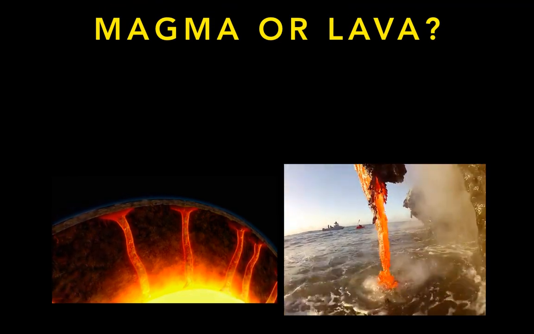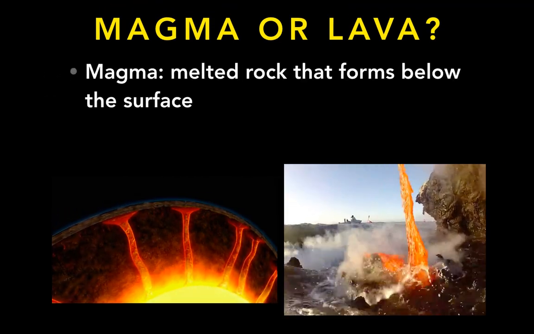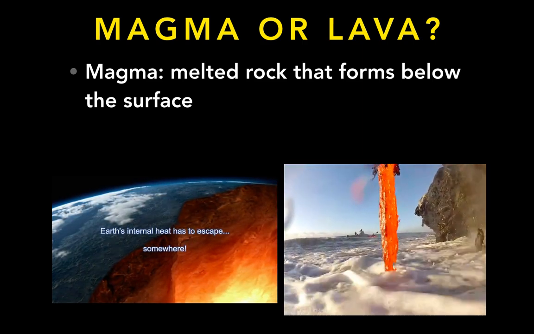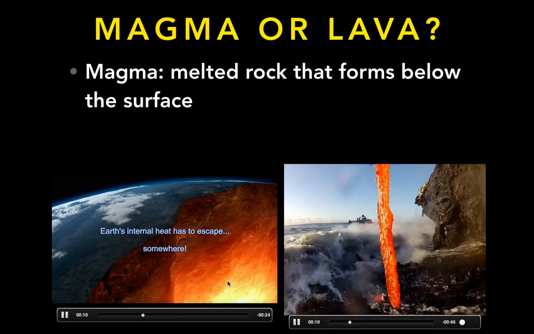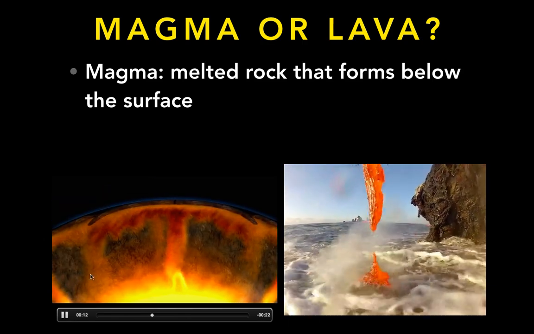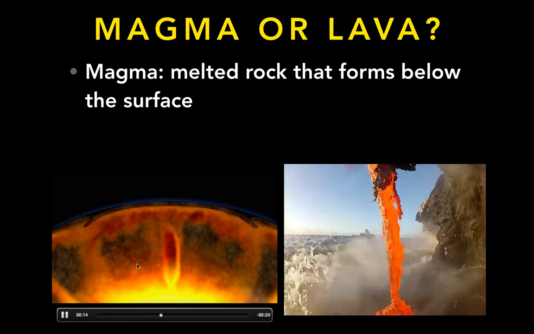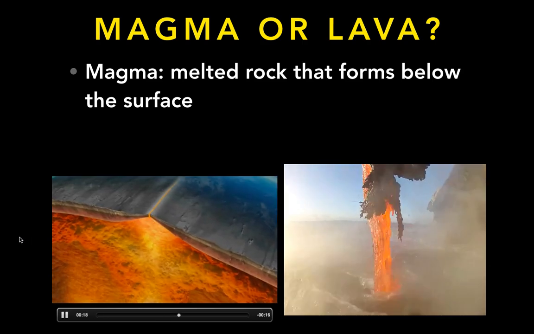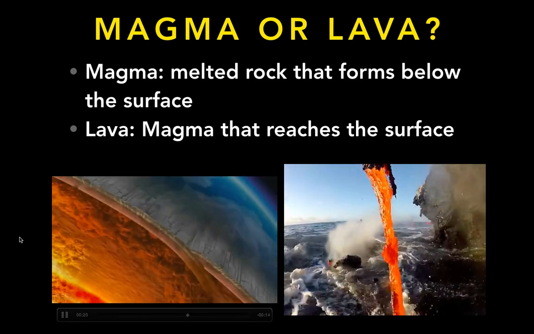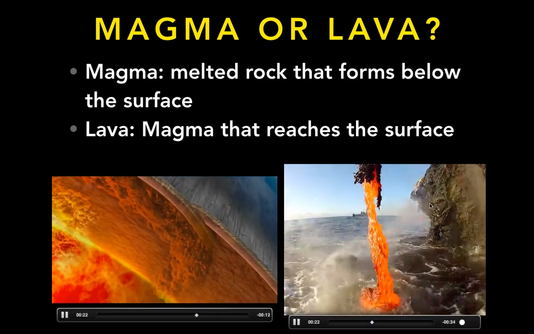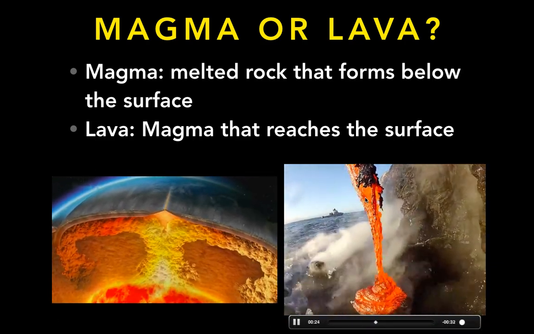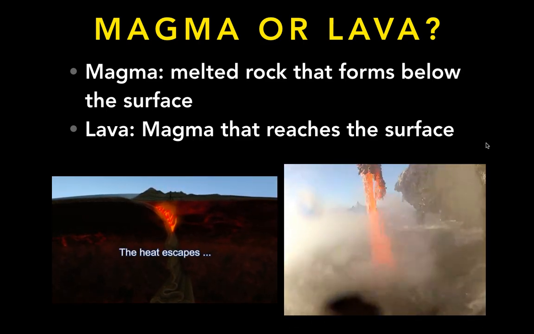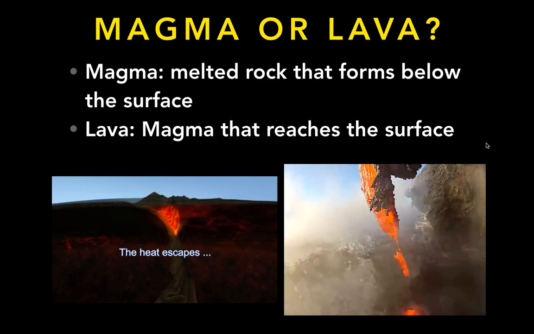So what is it? Is it magma or lava? Well, here's the thing. They're actually the same thing. Magma is melted rock that forms below the surface. So like over here in this video on the left, it's rock that forms below the surface of the Earth. So it actually hasn't reached the surface yet. Lava is the exact same thing. The only difference is lava is magma that reaches the surface. As you can see in this video on the right, this is lava that's actually reached the surface of the Earth from a volcano, and is dumping into the ocean.